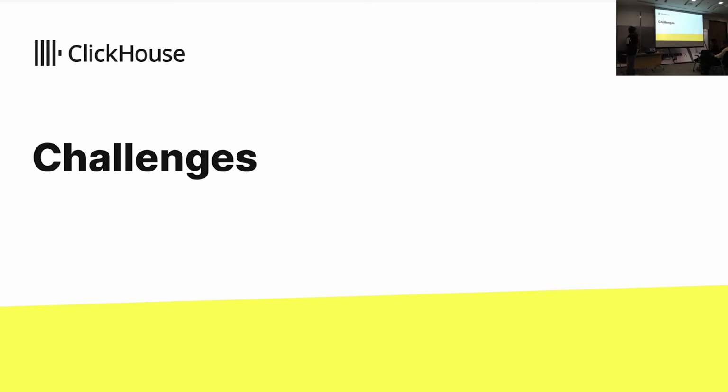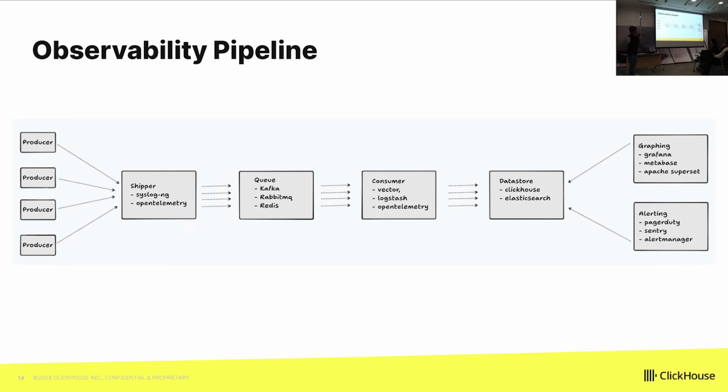In observability, before understanding the challenges, I would like to show how a regular observability pipeline looks. There are some producer applications which produce signals like logs and metrics, and there are shippers like syslog-ng or the OpenTelemetry collector, which ship these metrics and logs to some centralized queue. This queue is required so that you don't lose the data, let's say in case your data store is down. Then there are some consumers who read these messages from the queue and push them to the data stores. Then you have graphing libraries like Grafana, Apache Superset, and some alerting on top of this data.